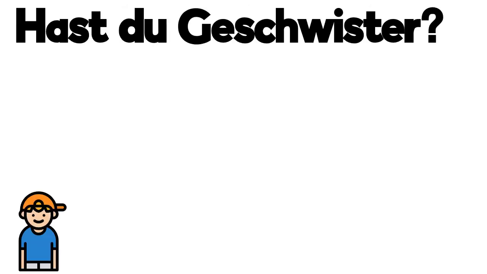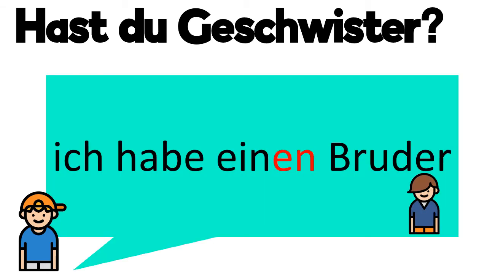Okay. So if we look at the more detailed answers to these questions then, you're going to want to use the more detailed answers because it is showing off a bit more German. Okay, so hast du Geschwister? Have you got any siblings? One answer for this: Ich habe einen Bruder. I have got one brother, or literally, I have a brother.